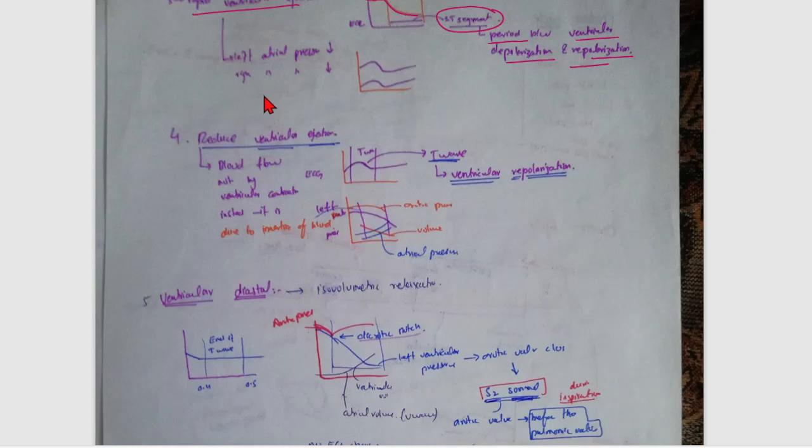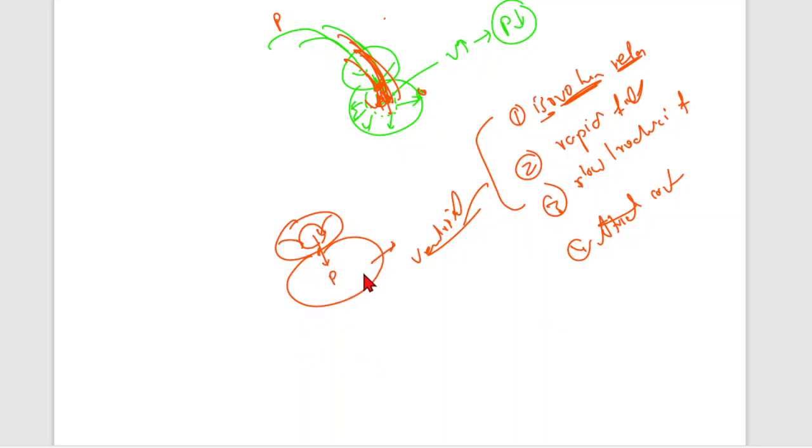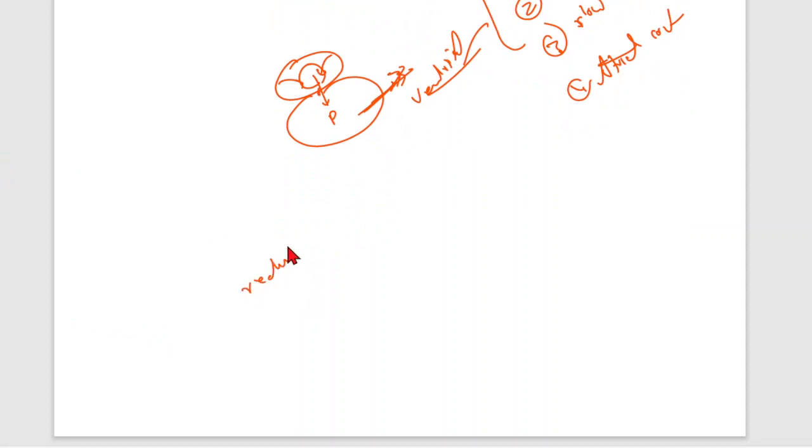Now at 4, reduced ventricular ejection. What happens at 4 in the reduced ejection? You have to remember that blood flow is not by ventricular contraction. Instead, it is due to inertia of the blood. First the ventricle contracts isovolumetrically, then rapid ejection occurs. After rapid ejection, reduced ejection occurs. It is not due to pressure of the ventricle, it is actually inertia. For example, if a car is moving, not on a plane road but on an inclined plane.